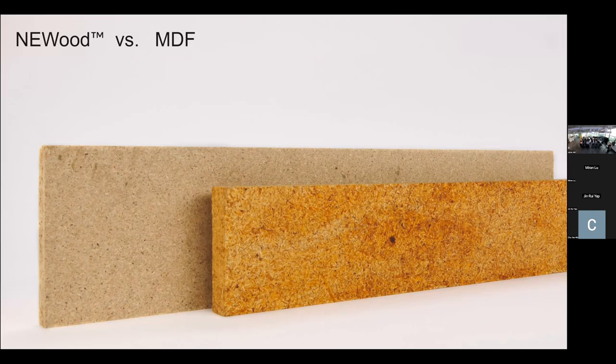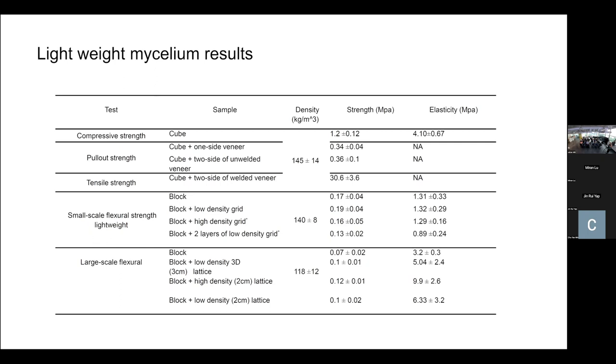This table summarizes the properties of the mycelium at its light weight. Focusing only on compressive strength and, for example, flexural strength, we can see that the material has properties comparable to, even better than, for example, EPS, expanded polystyrene. That means that we can use this type of material for the applications I mentioned, in the packaging and insulation industry.